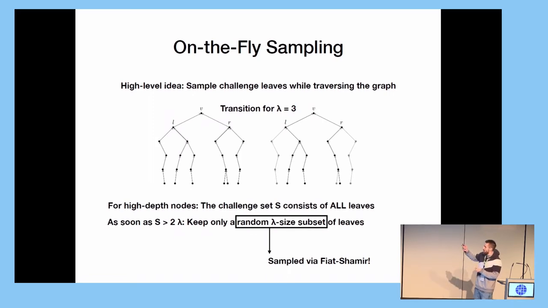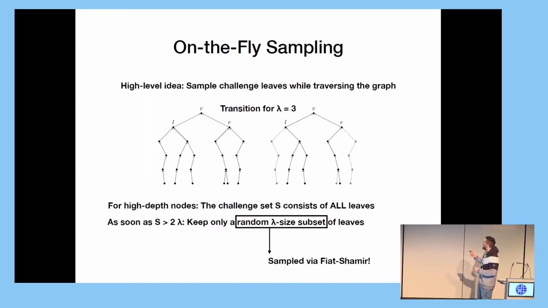Instead of waiting until the root to sample the leaf, we start accumulating and pruning leaves throughout the computation of the graph. So this is what happens, for example, at node V. Let's say that our lambda in this slide is the set of challenges, so the cardinality of the set, and you can think of this as the hardness parameter of the scheme. So now at this point, for the node L we have exactly three paths, and for the node R we have exactly three paths, so everything is fine.